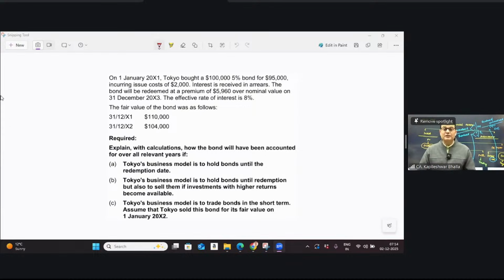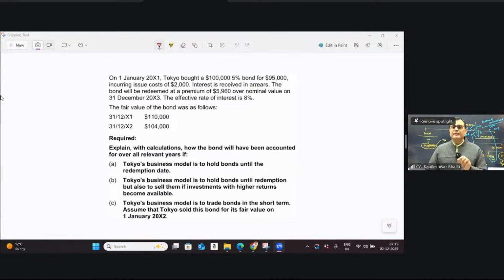I think if you remember, we did this question earlier when I was explaining the concept of effective interest rate. And I said, this is what is called accounting at amortized cost. So we've already done this input. It says Tokyo bought 1 lakh bond for 95,000, incurring an issue cost, which is called a TC, called a transaction cost of 2,000. The interest is received in arrears, that means at the end of each year. The bonds will be redeemed at a premium 5960 over and above the face value on December X3.